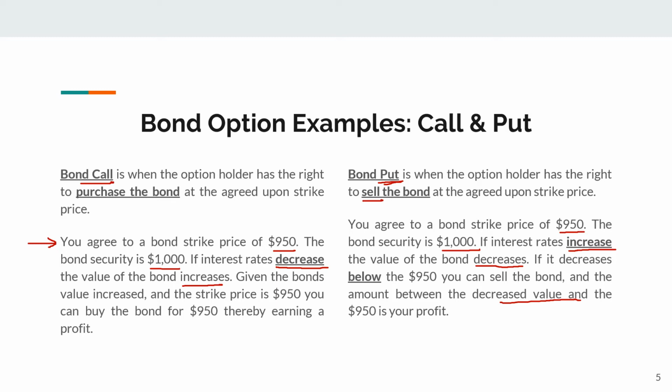So when we say the amount between the decreased value, let's say, for example, that the bond value decreased to $900, and then you sold the bond for $950. So your earned value is positive $50. Now, as I mentioned at the beginning of this slide, bond options are primarily used specifically in the financial sector with traders, investors, but it is important to have a basic understanding of what precisely bond options are.